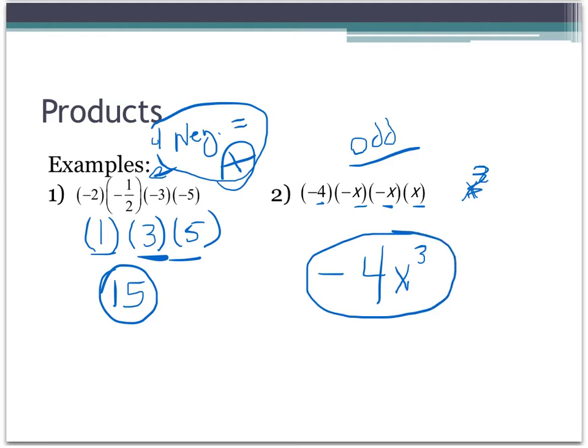Once I know what x is, then I can plug that in, and then I could get an answer that would be a constant term at the end. But for now, these are the simplest terms possible: negative 4x cubed.